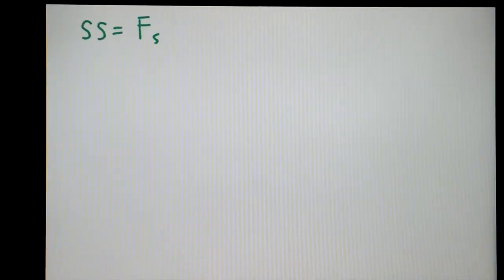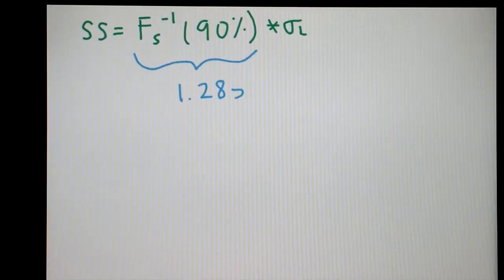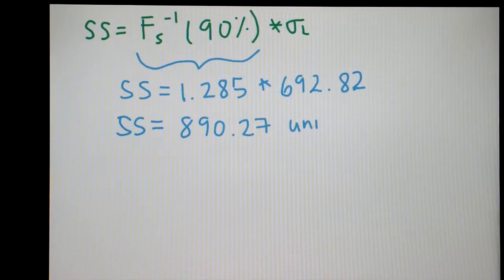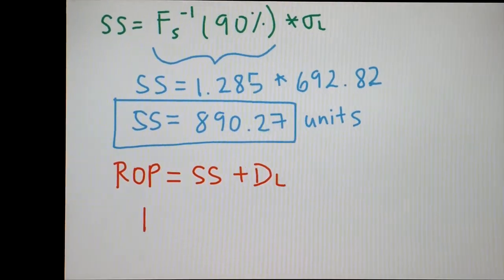The next step is to calculate the safety stock. We can use the standardized normal distribution tables and look for the cycle service level inside the table. And we multiply this value by sigma L. Lastly, we obtain the reorder point, which is safety stock plus DL.